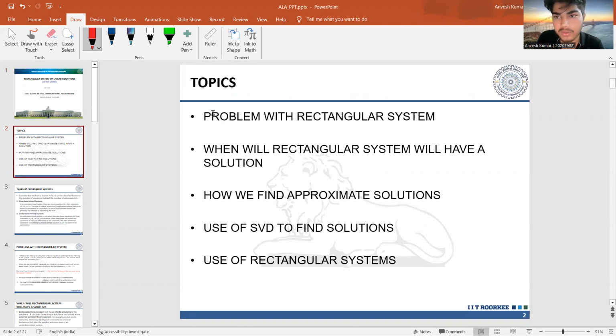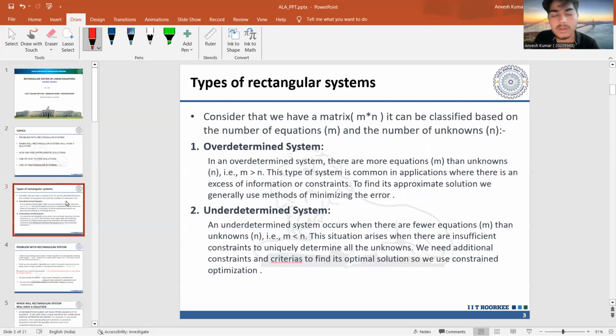So for the topics that I will be covering, I will be talking about what the problem with rectangular systems of equations is, and when these rectangular systems will have a solution, or if they do not have a solution, like mostly in overdetermined systems, how do we find approximate solutions for them? And I will generalize the solution with a single formula using SVD, and I will also give some examples of use of rectangular systems. So let's start.